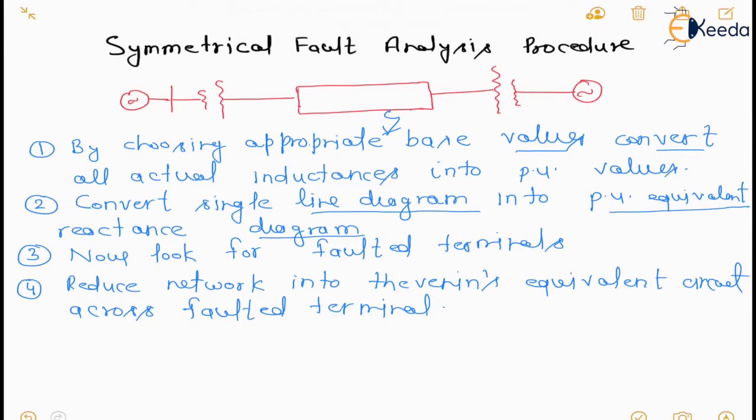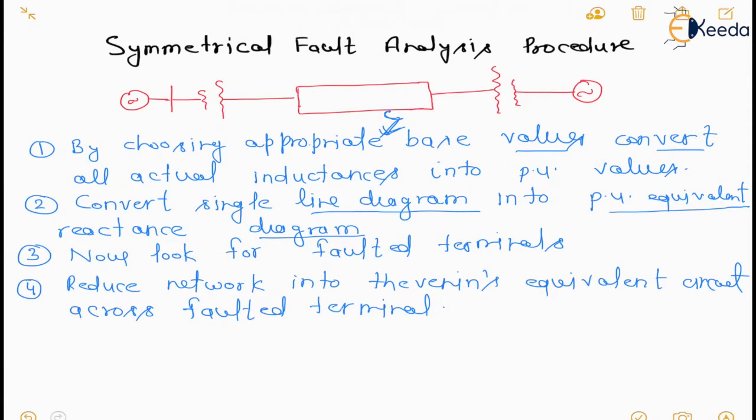So we are given a single line diagram, and now we convert that single line diagram into a per unit equivalent reactance diagram, and we have discussed the procedure of making a per unit reactance diagram in the per unit method chapter. So this task is completed and it is easy. Now the next, third point: look for the faulted terminal. We have to look where the fault happens, like here the fault happens.